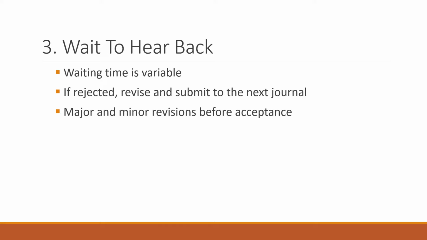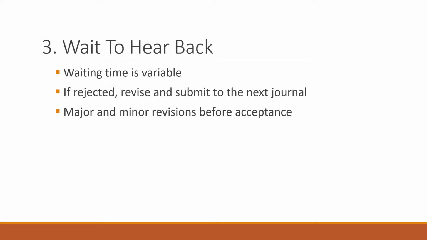Step 3 is to wait and hear back from the journal. Different journals go through the review process at different rates, so there is no set time when you can expect to hear back. Papers almost never get accepted without revisions, so the 3 typical responses you can receive are a rejection, a major revision, and a minor revision. If your paper is ever rejected, take whatever feedback you get and submit to another journal on your list.